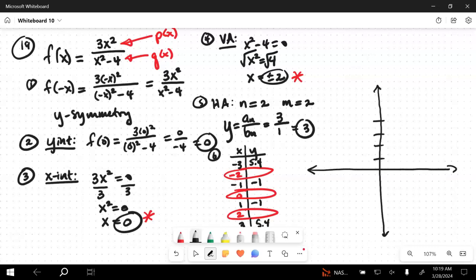Remember, these are also on video under lecture videos, and you can watch those examples again. Okay, I'm going to start at the very beginning. It's got y symmetry, so I know it's going to mirror over the y-axis. The y-intercept and the x-intercept are both at 0. I've got vertical asymptotes at plus and -2. I've got a horizontal asymptote at 3.